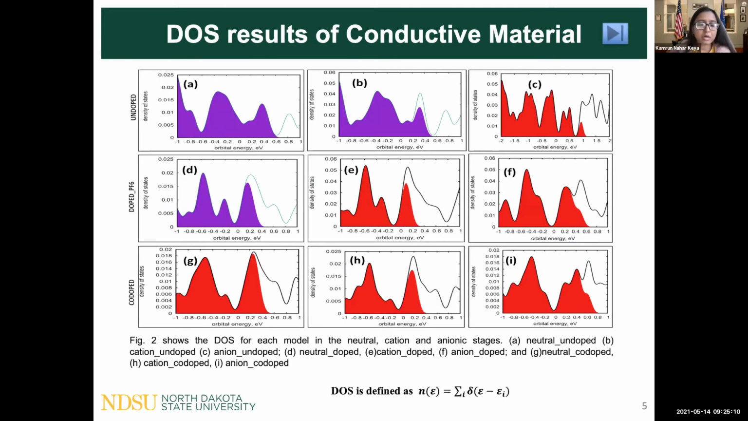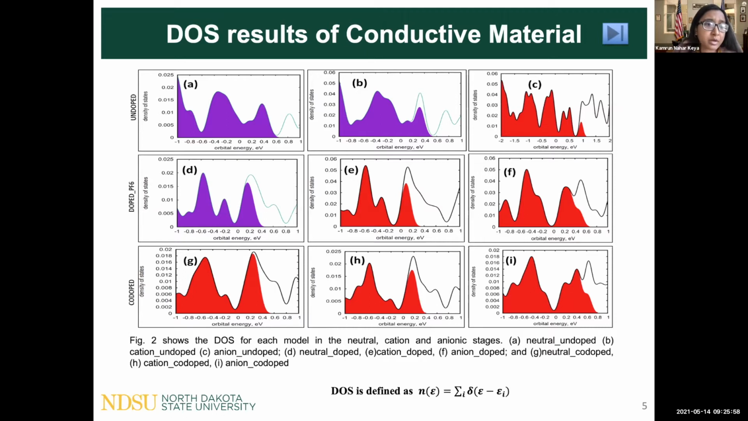Okay, so here we did the density of states graph for the undoped, doped, and co-doped models. First is the neutral state, panel A neutral, B cation, and C anionic state. From the figure we are able to see a peak of the occupied orbital at 0.4 and of the unoccupied orbital at 0.8. So there is a visible band gap.